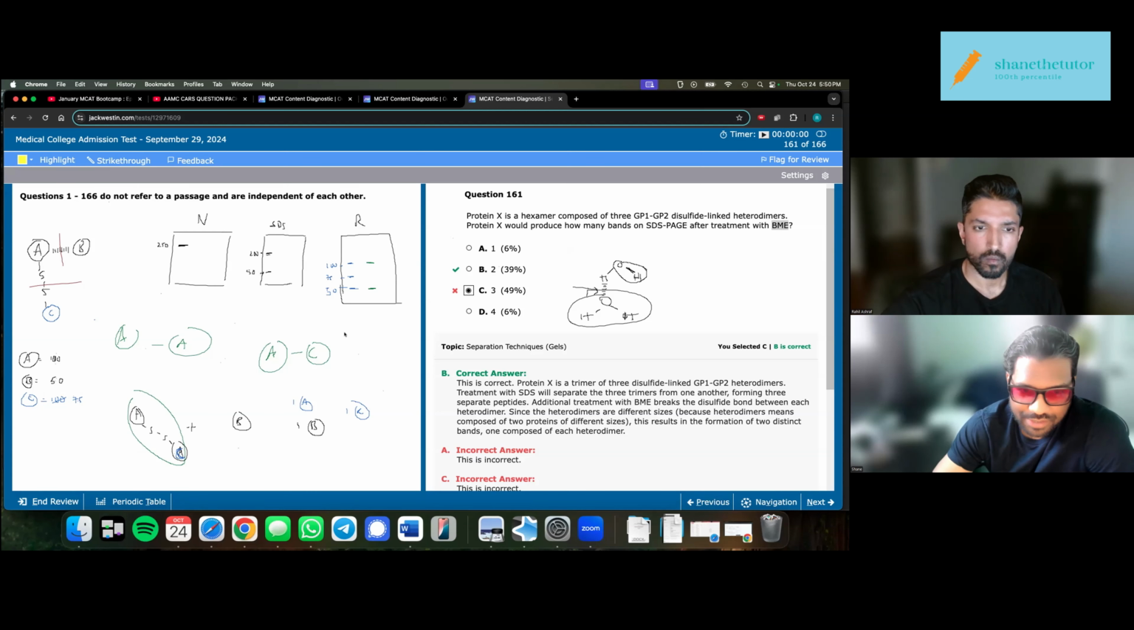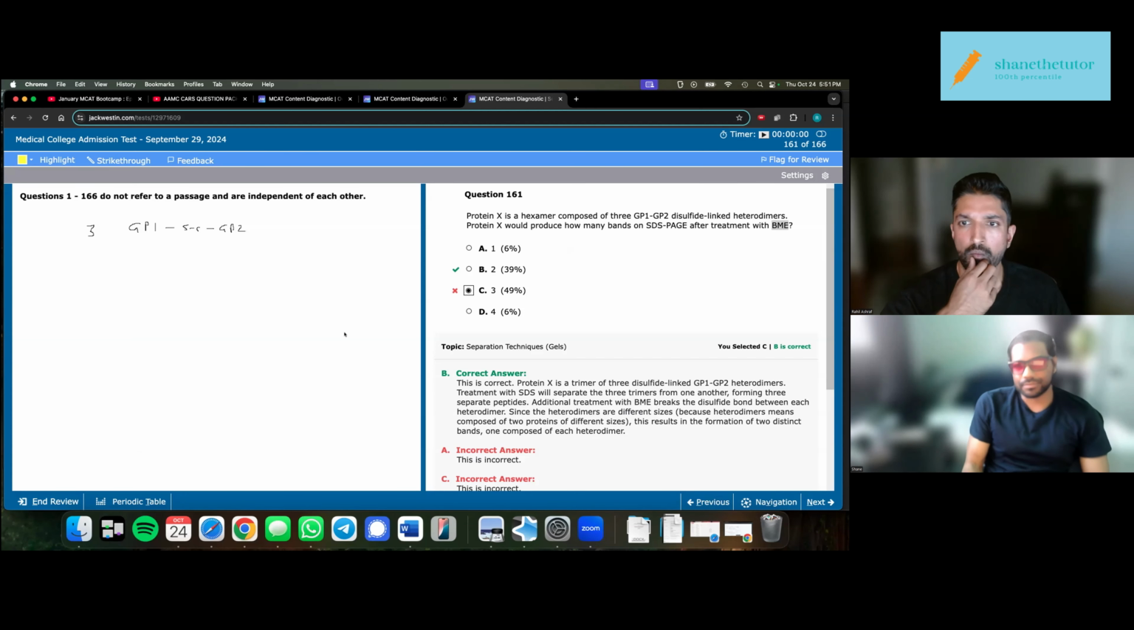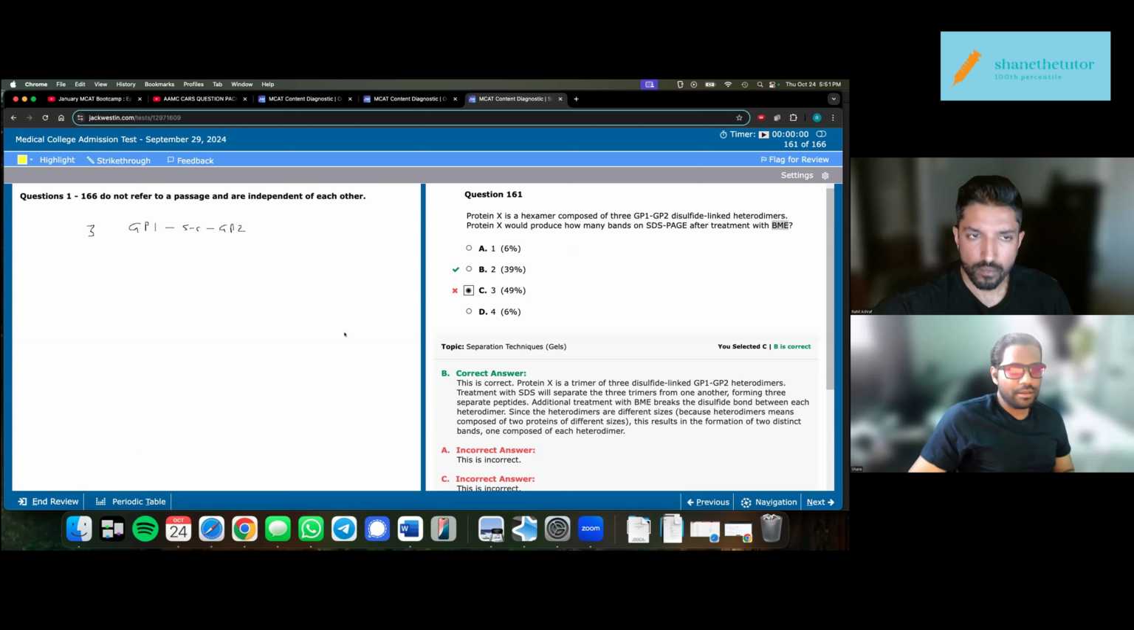And I'll clear this to give myself some space. So let's write out what they're describing. So they're saying that there's three, so there's GP1. I'm guessing GP1 is disulfide linked to GP2. And we have three of these, right? Yeah. And let's see. Protein X would produce how many bands on SDS-PAGE after treatment with BME?